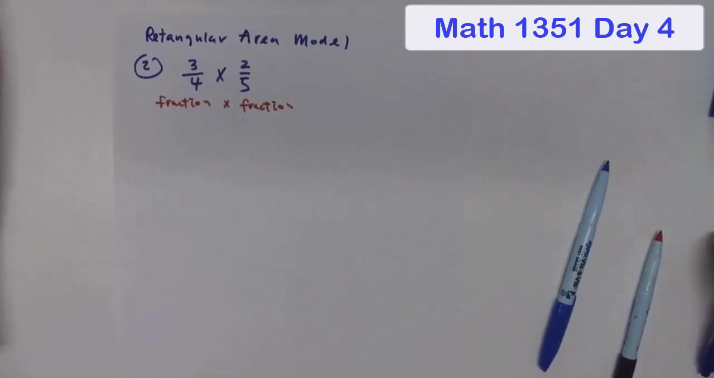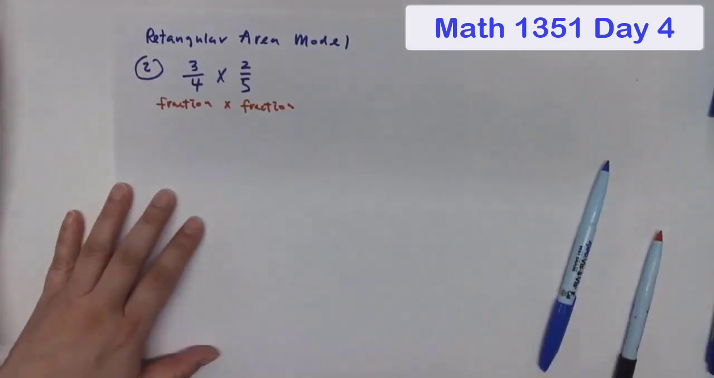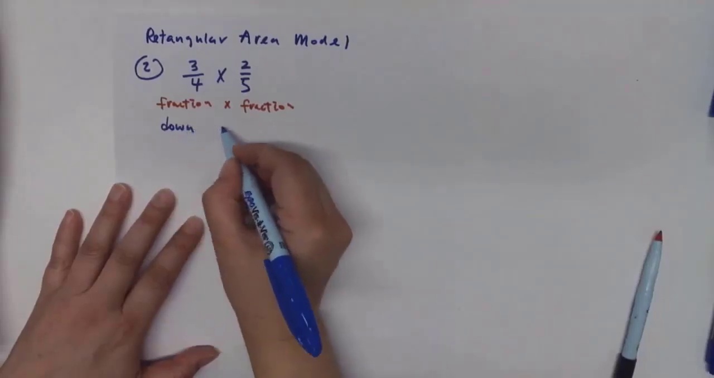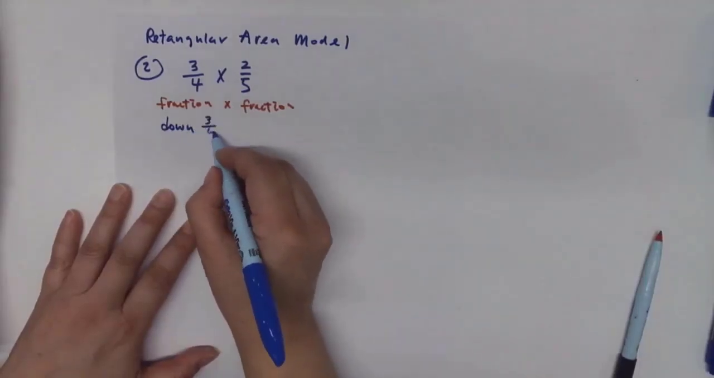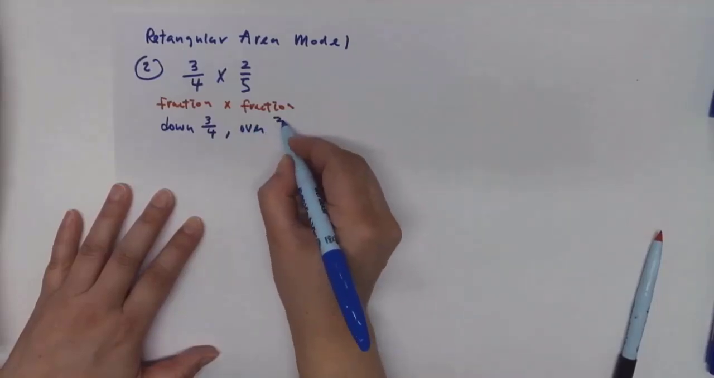This is the second example for fraction multiplication. We did one last time with a whole number times a fraction. This time it's fraction times fraction. And which direction do we go again? Down to 3/4 and over to 2/5.